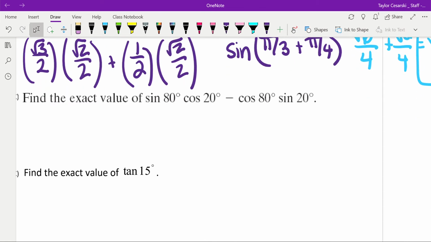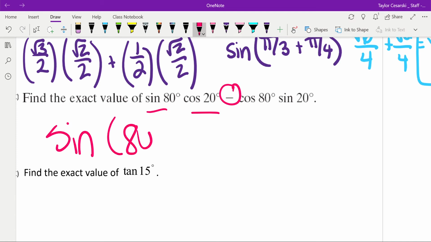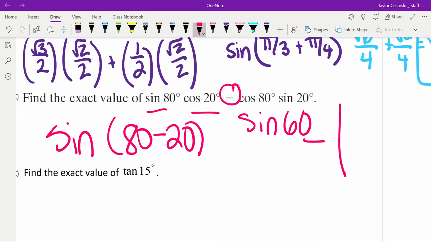All right, this one right here is going to be pretty simple if you can recognize the formula, so you're not going to have to do any math. So first of all, I recognize that it's a sine because I start with sine here, okay? And then I notice that it's subtraction in the middle, okay? So therefore, I'm going to do sine of 80 minus 20. So that's sine of 60. So I know how to find the sine of 60 degrees because that's on my unit circle. So that's 1/2, square root of 3 over 2.